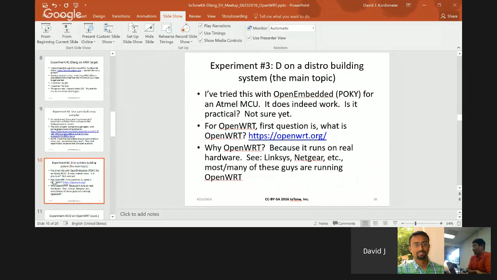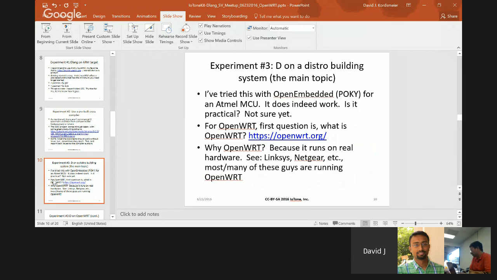So, building D on top of some distro system. We actually went down the road a little bit of building D on an OpenEmbedded Poky-based distribution for an Atmel microcontroller that runs Linux. And it did work. I didn't spend much time vetting the platform; even if you can compile Hello World, that doesn't tell you that the whole system is going to be supported, as I found out. So I do want to circle back and look at that project, but I put it on the shelf.